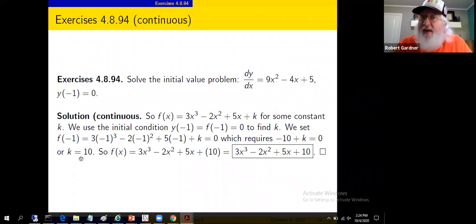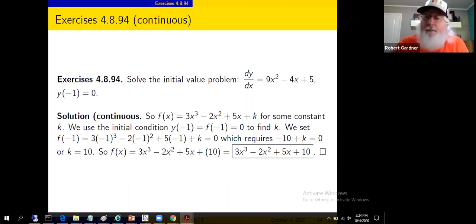We knew the form of f of x. Here it is. We just found out that k must be 10. So f of x itself must be of this form. And there's the desired function. There's a solution to that initial value problem.